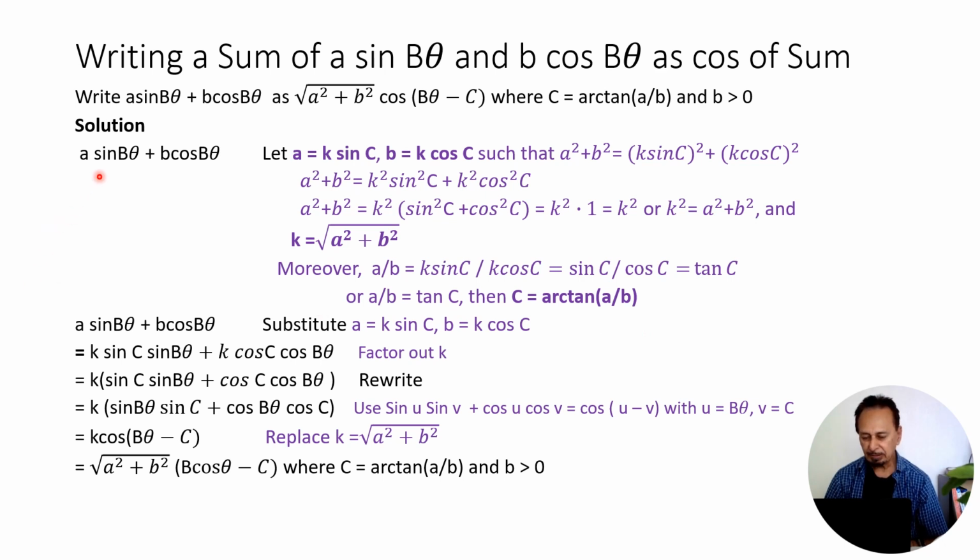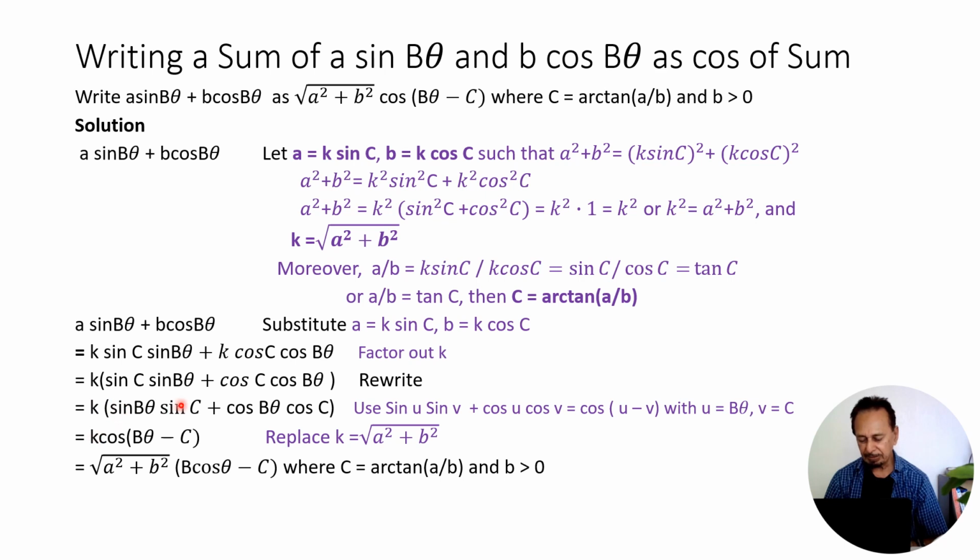So let's rewrite this as a sine b theta plus b cosine b theta and substitute a equal to k sine c and b equal to k cosine c. So we get k sine c sine b theta plus k cosine c cosine b theta. Now we can factor k and we get k times parenthesis sine c sine b theta plus cosine c cosine b theta.